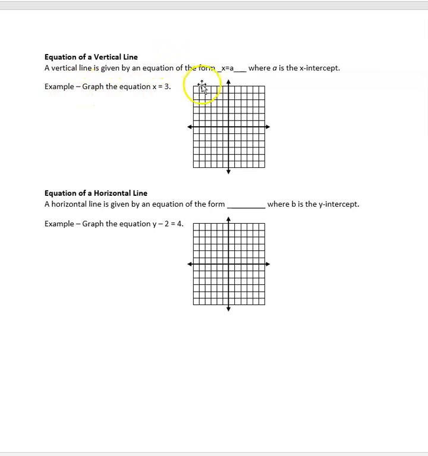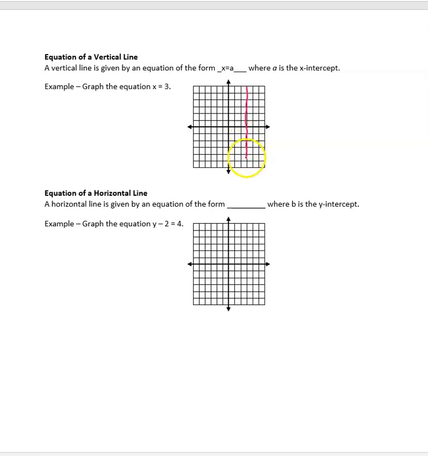Now, when we are graphing and we see x equals a, it's actually easy to graph this kind of line because we automatically recognize, oh, that's just a vertical line, and that vertical line is going to occur wherever a is. So in this case, a is 3, so the graph of the equation x equals 3 is just going to be a vertical line at x equals 3. Let's try that again and see if we can get that a little straighter.